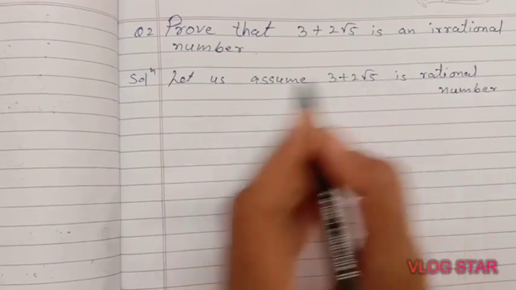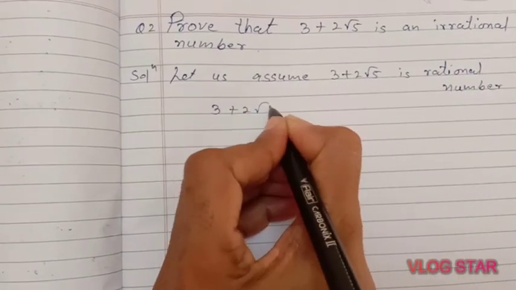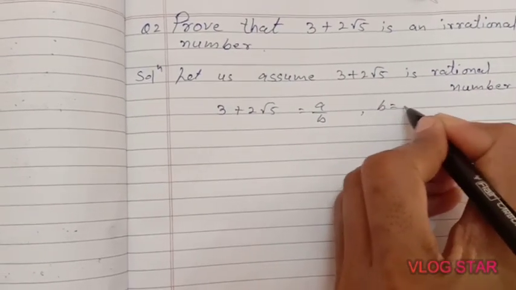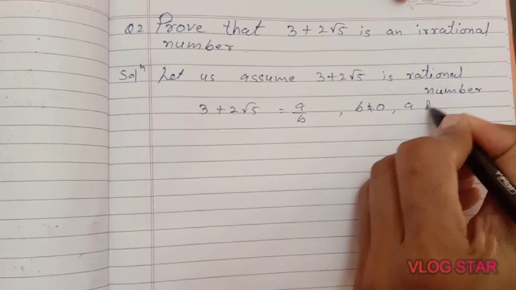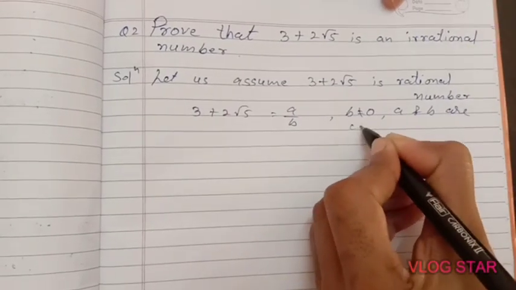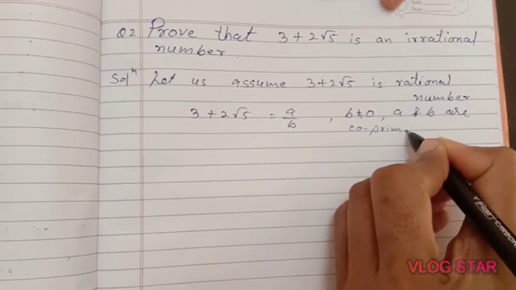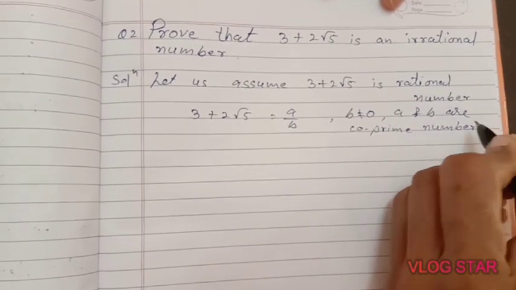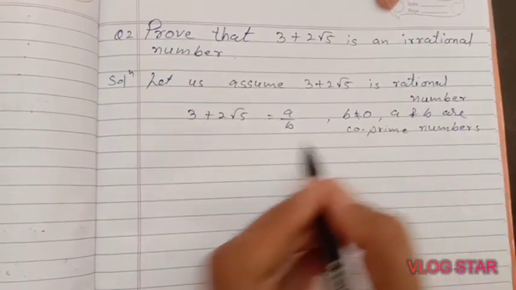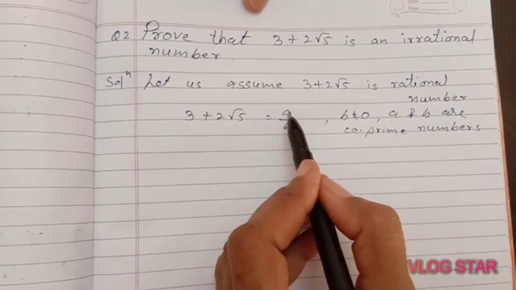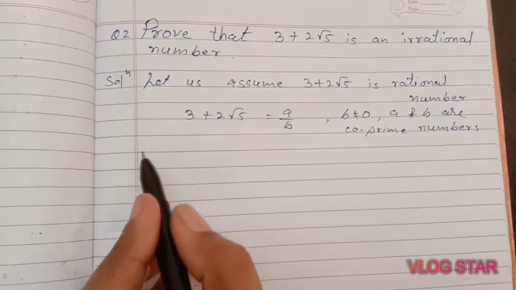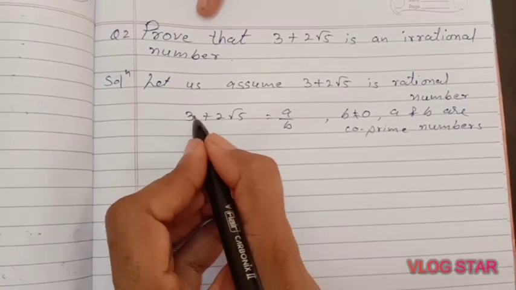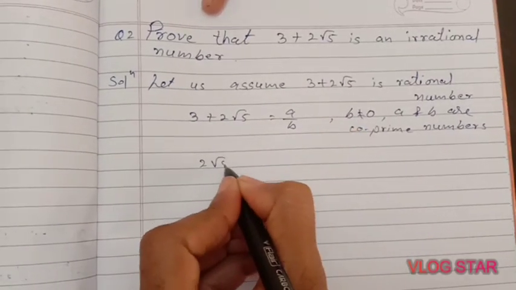Okay. So if it is a rational number, it can be represented in the form of a by b, where b is not equal to 0 and a and b are co-prime numbers, or we can say co-prime integers. That means the common factor between a and b is 1. Now I will take this 3 to this side.